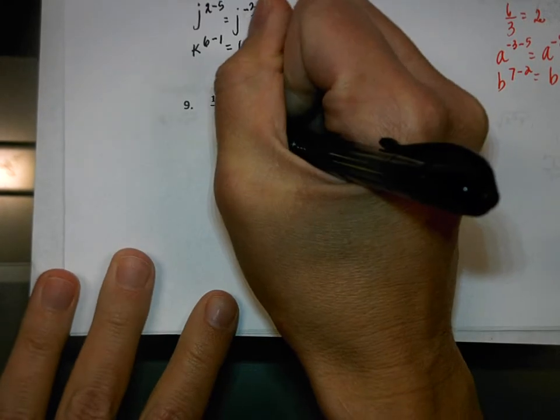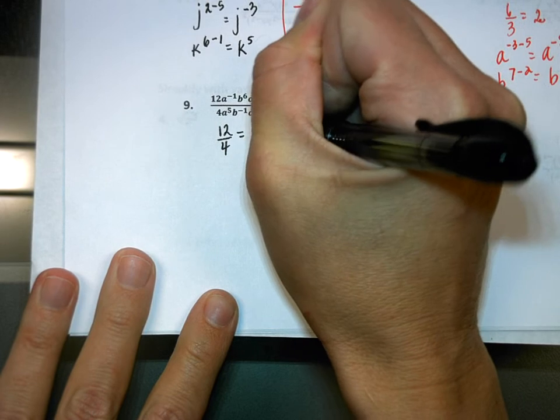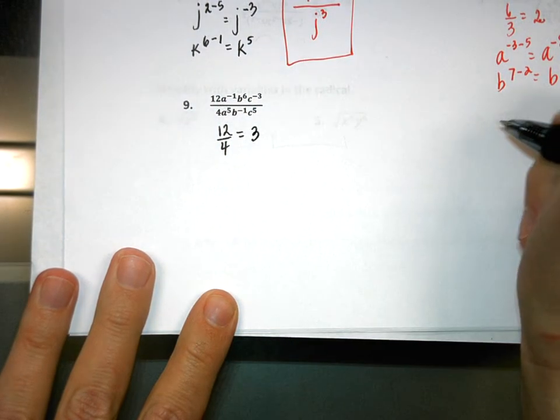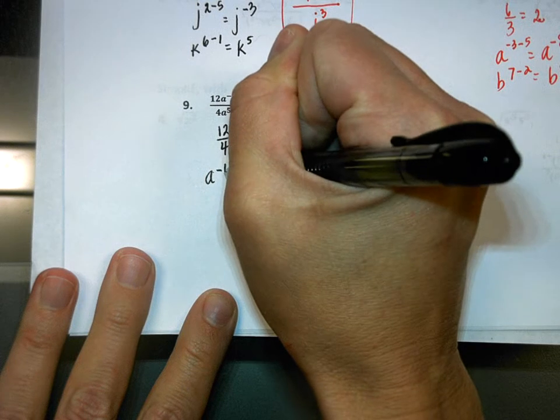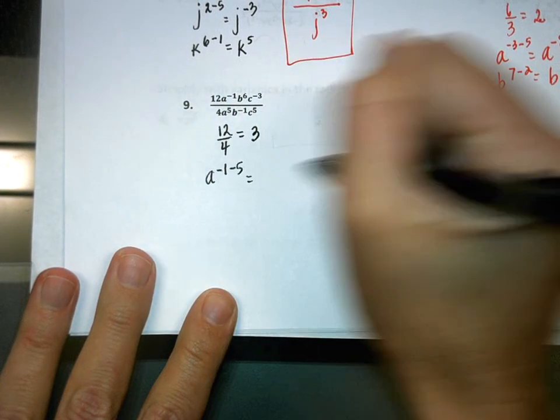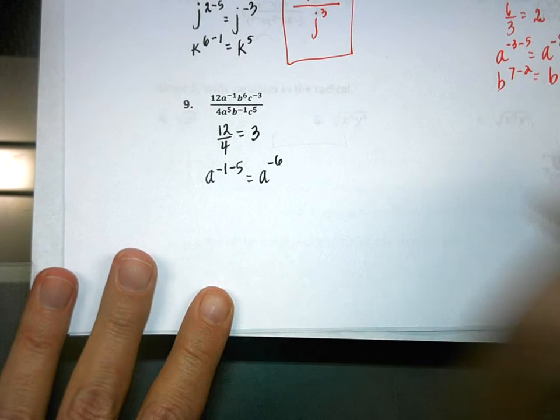Starting with the numbers, 12 divided by 4 reduces to 3. Then we go to our a's. You always start with the top. So I have negative 1 minus 5. And what is negative 1 minus 5? Negative 6.